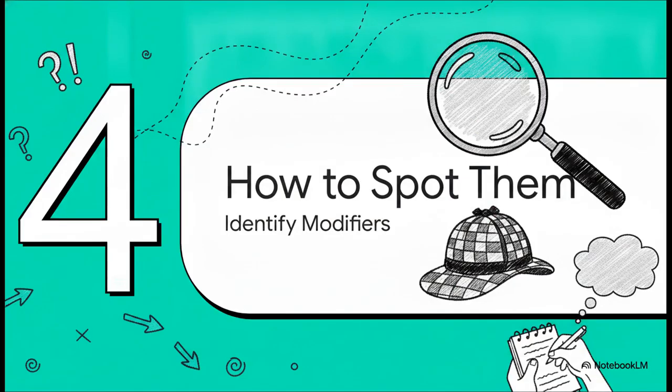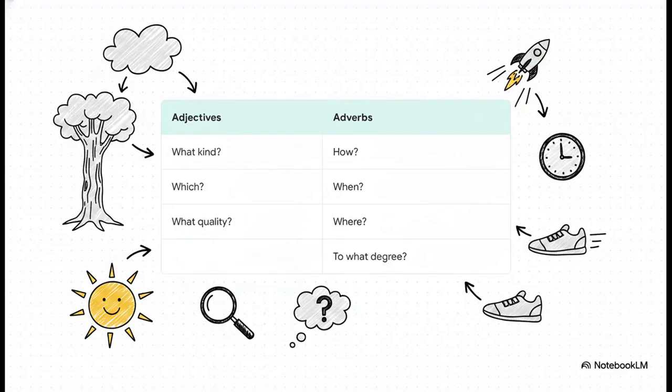All right, Section 4, how to spot them. Let's turn you into a grammar detective. Now, what's really interesting about this cheat sheet is that it makes identification super simple. To truly master these, you just need to interrogate the sentence. Ask yourself, if a word answers what kind, which, or what quality about a noun or pronoun, bam, it's an adjective. But if it answers how, when, where, or to what degree about an action or a description, you've officially caught an adverb. Keep these questions handy, and I promise you'll never confuse the two again.